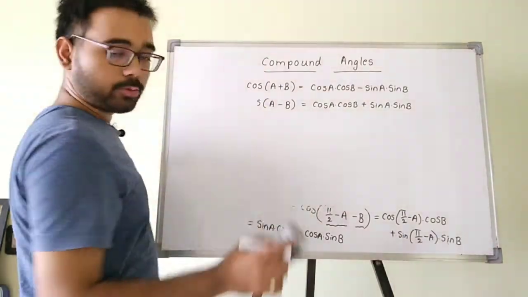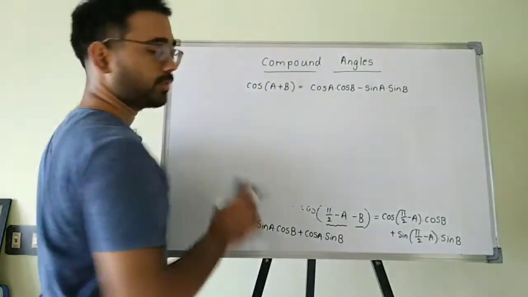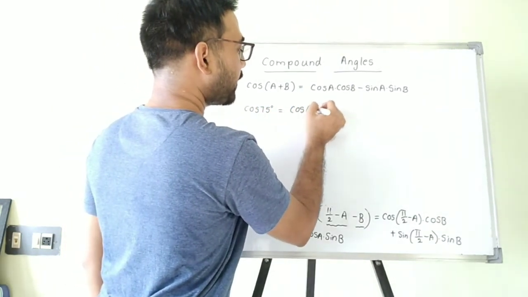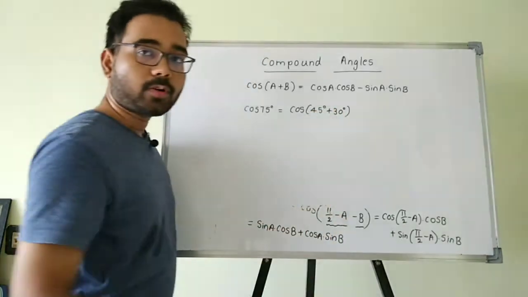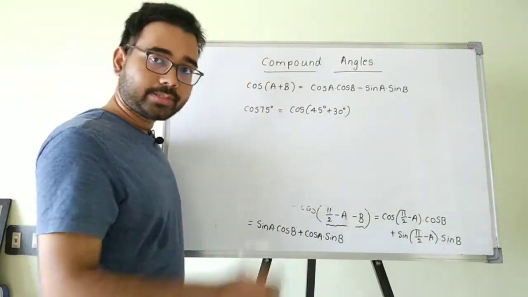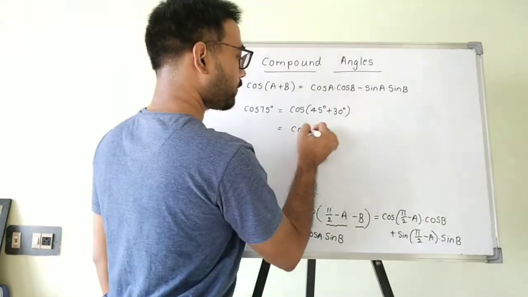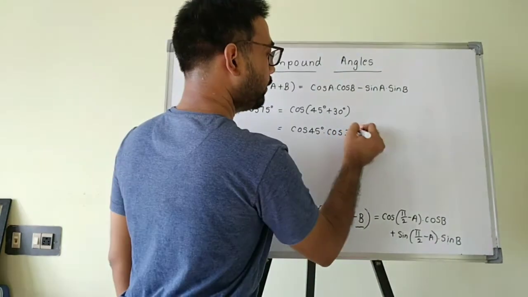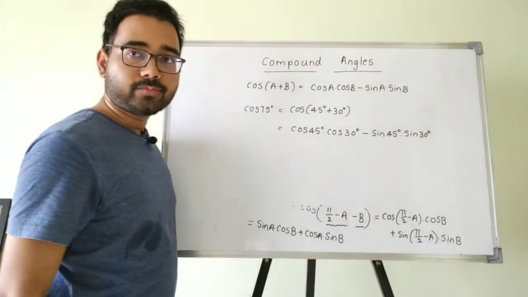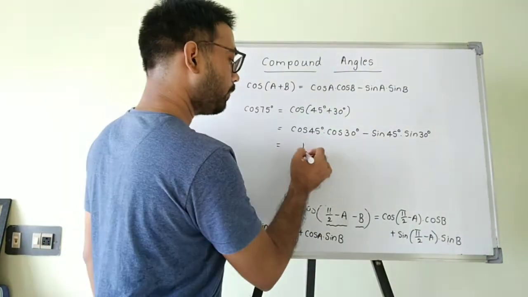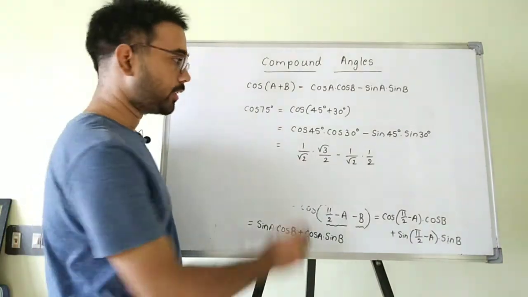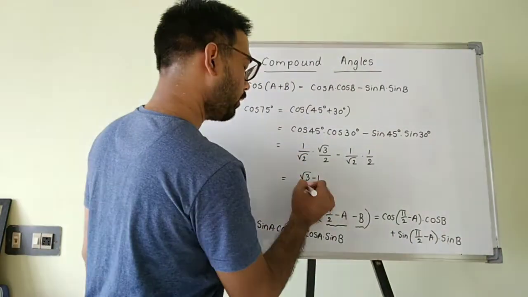Suppose someone asks you to find cos 15 degrees or cos 75 degrees. To find the value of cos 75 degrees, we can write it as cos of 45 degrees plus 30 degrees, because we know the values for cos 45 and cos 30, sin 45 as well as sin 30. So we write 75 as 45 plus 30 and apply this formula. This is going to be cos 45 into cos 30 minus sin 45 into sin 30 degrees. A is 45, B is 30. So we know the values: 1 upon root 2 into root 3 by 2 minus 1 over root 2 into 1 by 2. Sin 30 is half, right? So the answer is root 3 minus 1 upon 2 root 2.